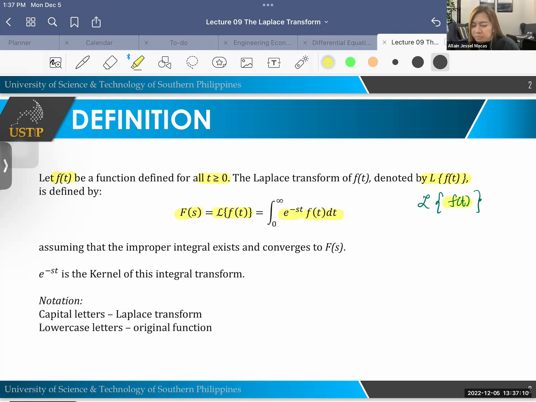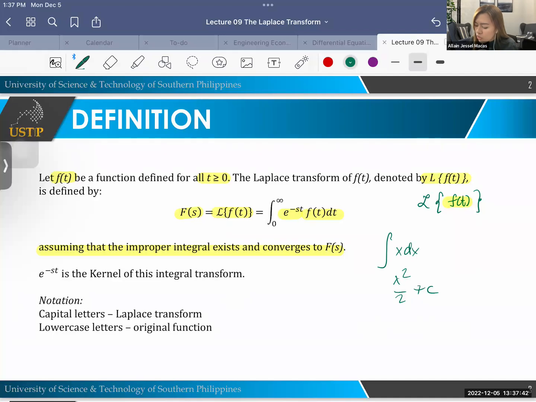Okay? So, assuming that the improper integral exists and converges to f of s. So, no need to worry about this definition. What it means is that to get the Laplace transform, we have to get the integral. When you say improper integral, it means it has boundaries. When we are integrating something, usually x dx, for example, we take its antiderivative, which is x squared over 2, plus c. But when we are given boundaries, for example, 0 to 1, it means get the integral or the area under a certain curve, from 0 to 1.